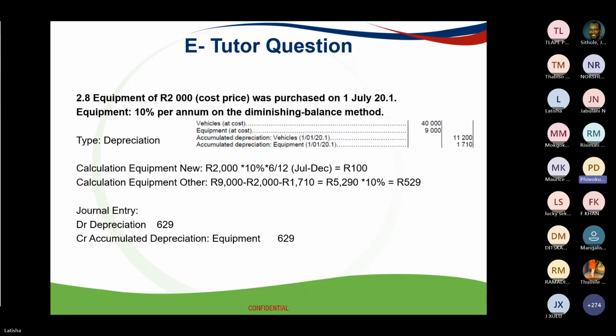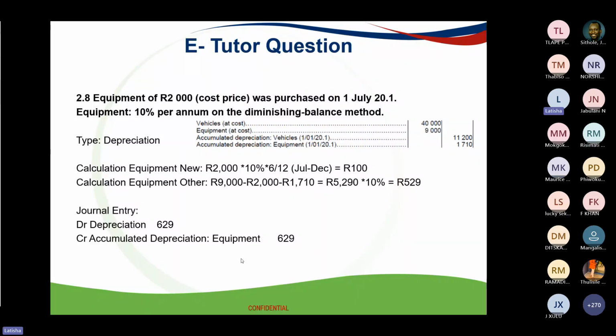I couldn't hear that one, sir. Okay, I'm saying on 2.8, they can just put an adjustment, say there was no equipment that was purchased during the year. So it means the only equipment that we have is the 9,000 that is there on the trial balance. So in that way, the calculation for the first part is not going to be there at all. You'll only use the second calculation, where the depreciation is no longer going to be 629, it's going to be only the 529.